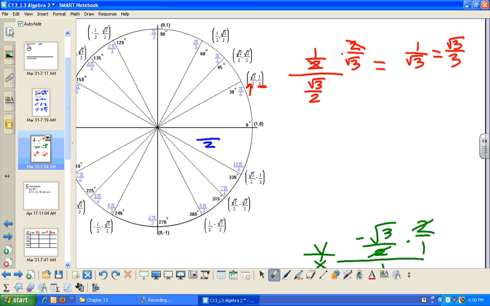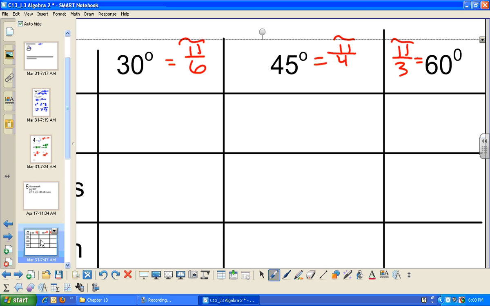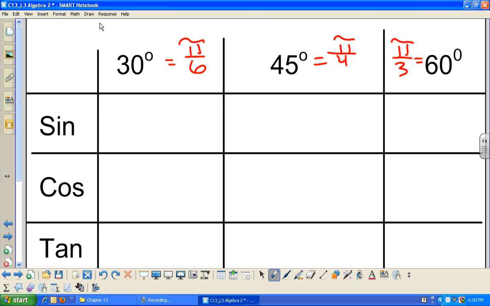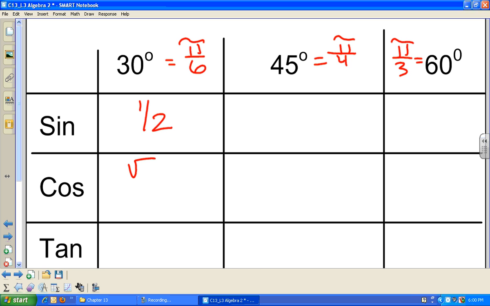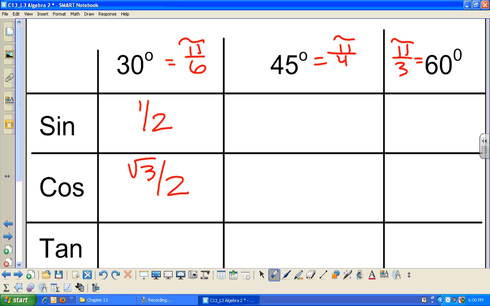So if I go back to my chart for sine, cosine, and tangent of 30 degrees, I have 1/2, because that's my y, square root of 3 over 2, that's my x, and 1 over square root of 3, which is also equal to the square root of 3 over 3.